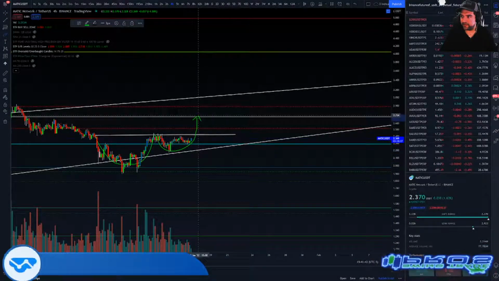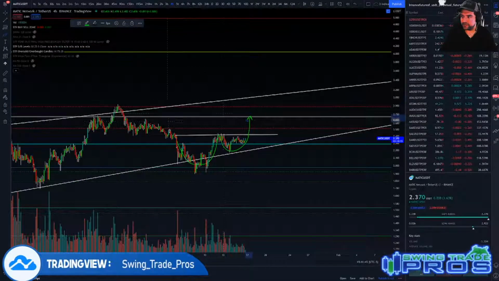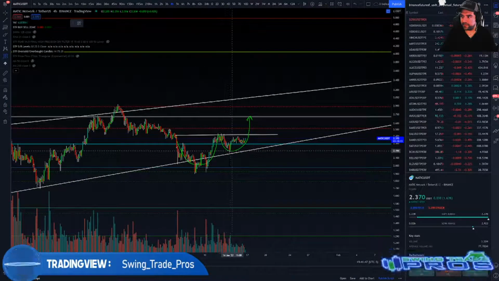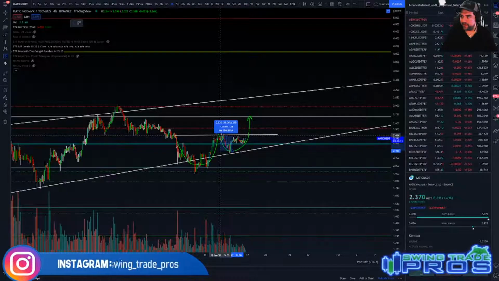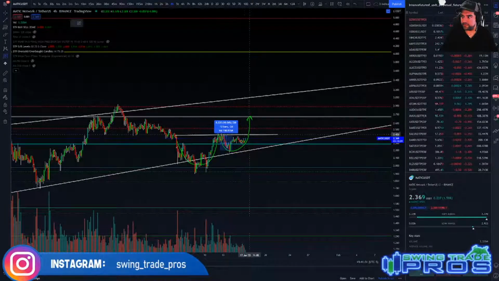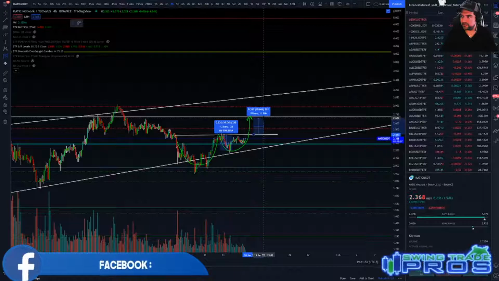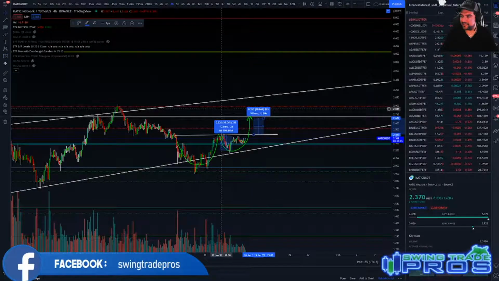But this typically is a continuation type of structure, and you could measure from the bottom to the top. You're looking at about maybe a 10% move after you break this neckline. So that puts you right around that 268 area.